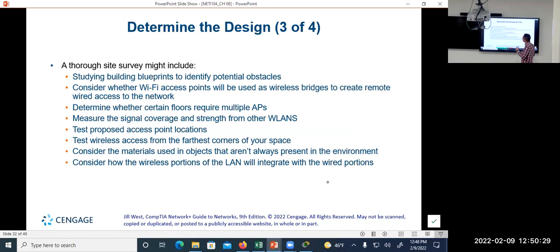For a site survey, you have to study the building blueprint and identify potential obstacles, where the Wi-Fi access point or wireless bridge goes, or how to create a wider connection across floors. You have to measure signal coverage from other wireless LANs also. You have to test the proposed access point locations, from the farthest corner of the space, because you have to go to the farthest point to see how the channel signal is. And you have to think about the materials used in objects, how we represent the environment, and how the wireless portion of the LAN integrates into the wired portion.